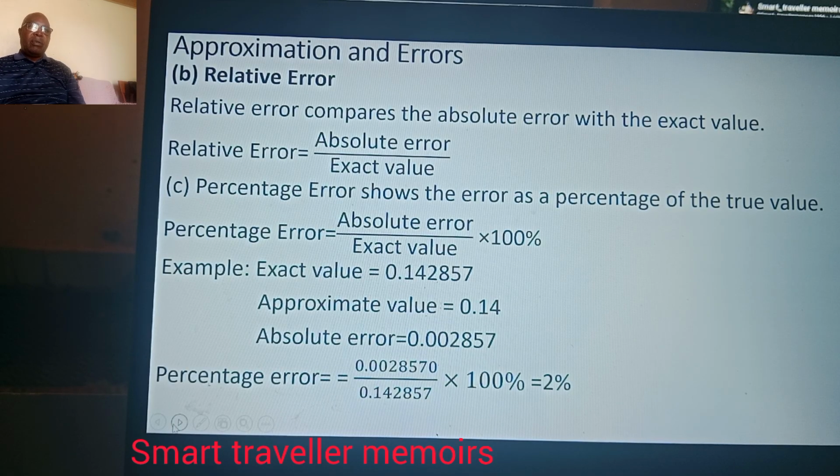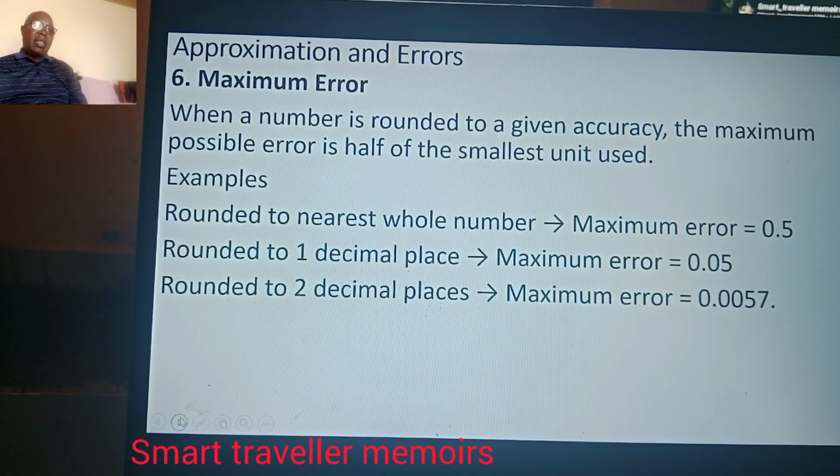For example, exact value is equal to 0.142857. Approximate value equals 0.14. Therefore, absolute error is 0.002857 when you find the difference. And hence, the percentage error is the absolute error over the exact value times 100%, that is 0.002857 over 0.142857, and the answer is going to be 2%.